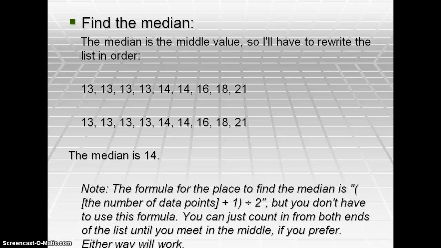And if we remember and look back at our definitions that we wrote down, the median is the middle value. So first, the best thing to do is rewrite the list in order. So I'll take that given set of numbers and write them in correct numerical order. And I find that 14 is the middle number, or median. And remember, the formula for the place to find the median is the number of data points plus 1 divided by 2. Now, you don't have to use this formula. You can just count in from both ends of the list until you meet in the middle if you prefer. Either way will work and is acceptable.